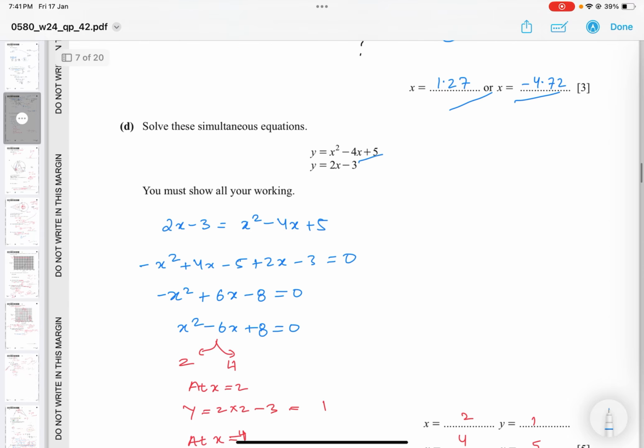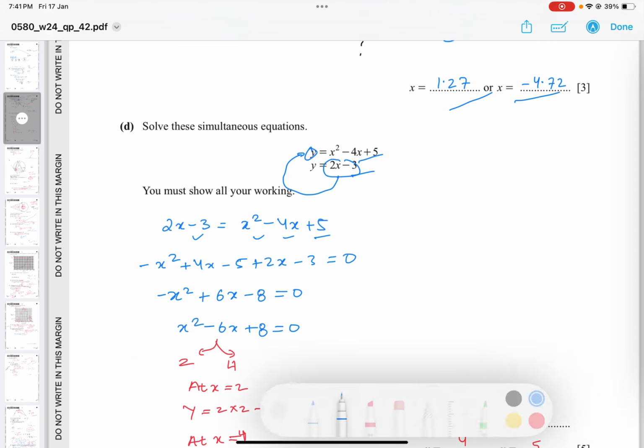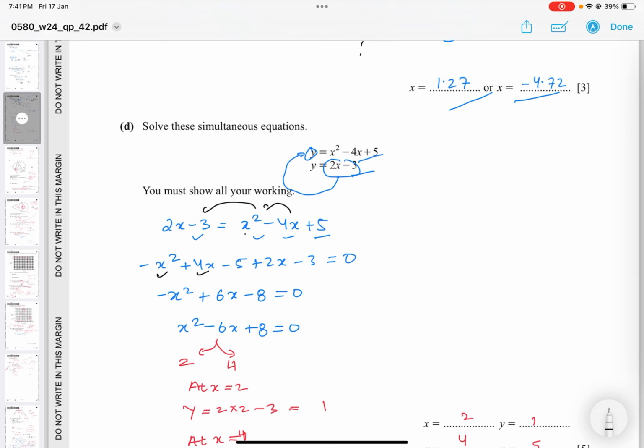You have to solve this simultaneous equation. Just substitute this value of y, 2x minus 3 over here. So it would be 2x minus 3 equals x square minus 4x plus 5. Now just take everything to this side, the left hand side. The signs will change. It will become negative x square, positive 4x, negative 5 plus 2x minus 3. And our equation would be like this one. Plug it into your calculator. You will get the answer as x equals 2 and x equals 4.